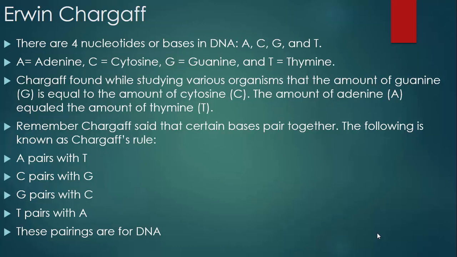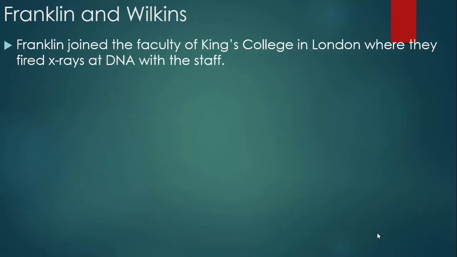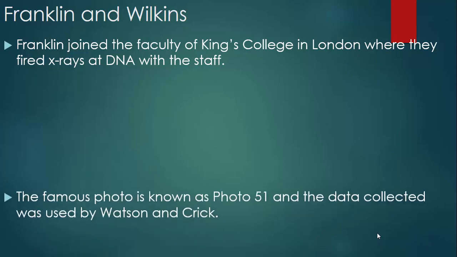And if you can remember that, then you know that G must pair with C, and T must pair with A. They are complementary bases. Now, Franklin and Wilkins joined in on the DNA work too. They joined the faculty of King's College in London, where they fired X-rays at DNA with the staff there.